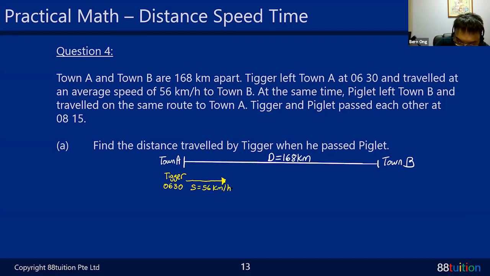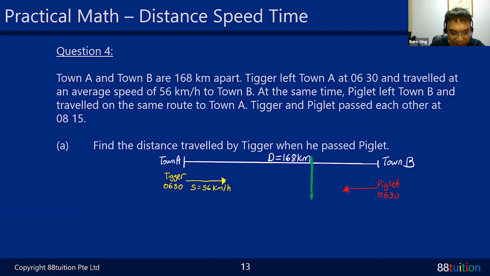Okay, what else do we know? At the same time, Piglet left town B. Maybe we use a red color. Piglet left town B at 6:30, the same time, for town A. What's the speed? I don't know. But eventually, Tiger and Piglet pass each other at 8:15. I assume it's down here, because Tiger runs faster, so Piglet runs slower.